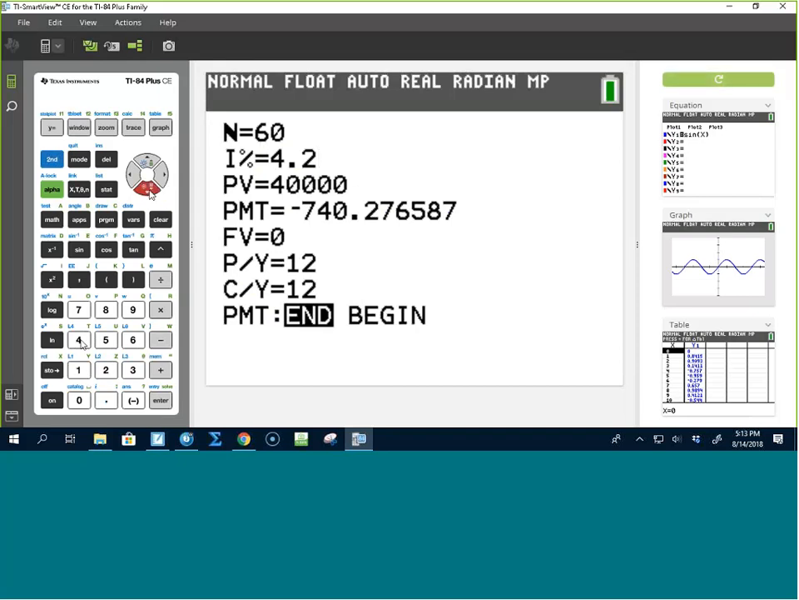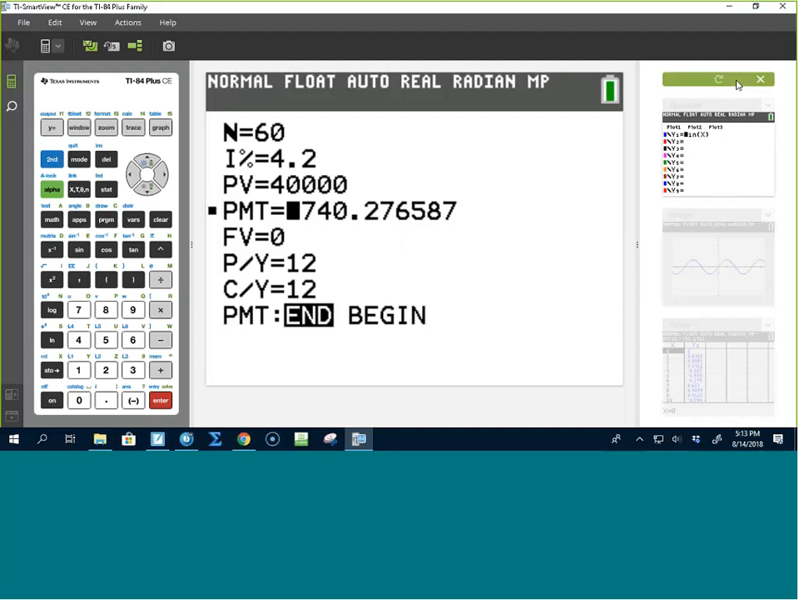Our car is $40,000, so I'm going to type in 40,000. I'm going to pretend I don't know that payment right now. The future value here is going to be 0, and our payments per year are going to be 12 and 12. Now, to calculate that payment, I have to hit alpha and then solve. And so now I can see that the payment is $740 and about 28 cents, and so on and so forth.